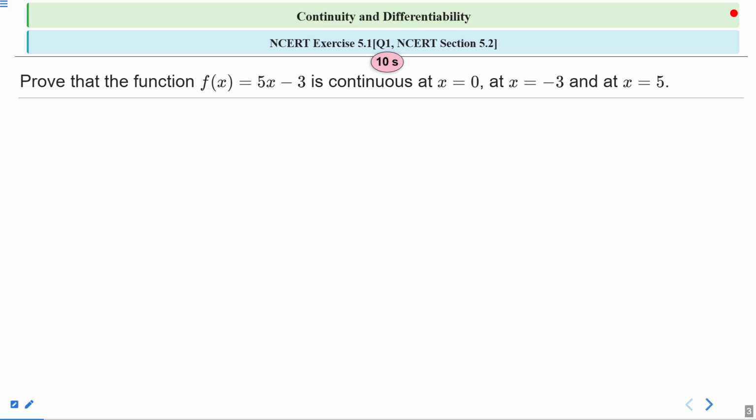We can also solve this by the limit method. Suppose we take some real number c and the limit extending to c. If the limit as x tends to c of f(x) is equal to the function value of f(x) at x = c, we can say that the function is continuous at that point c. Got it? And c can be anything: 0, -3 and 5.